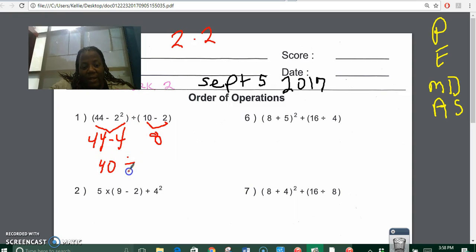Bring that division sign down. Remember, 10 minus 2 is 8. So now really all I have is 40 divided by 8. Yep, you can go ahead and use a calculator for that. Okay? And so when you have 40 divided by 8, you'll see that your answer is 5.